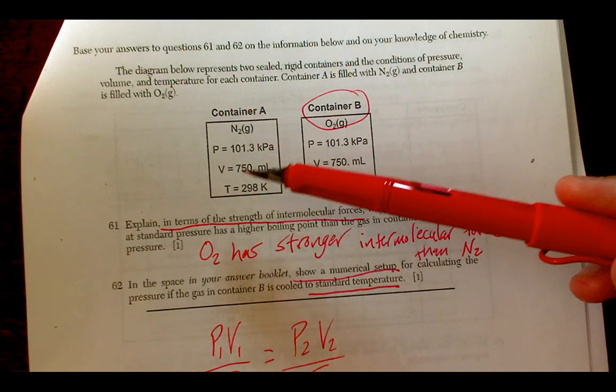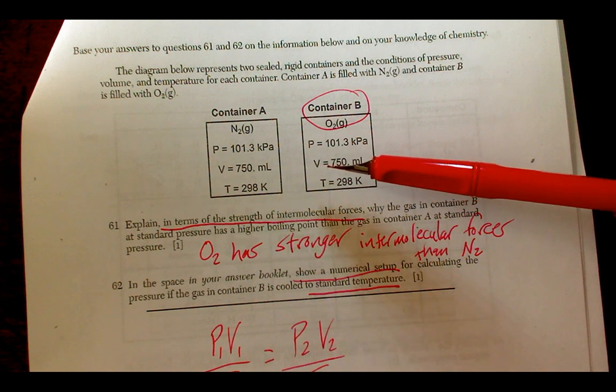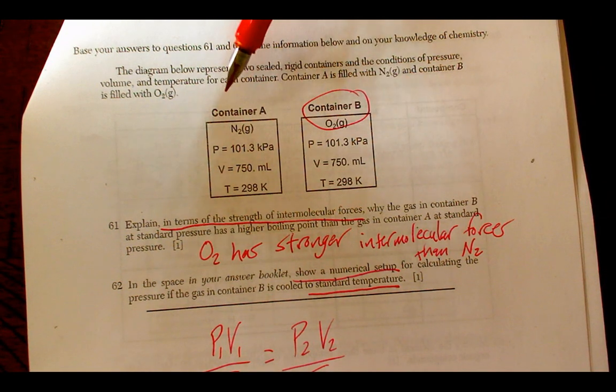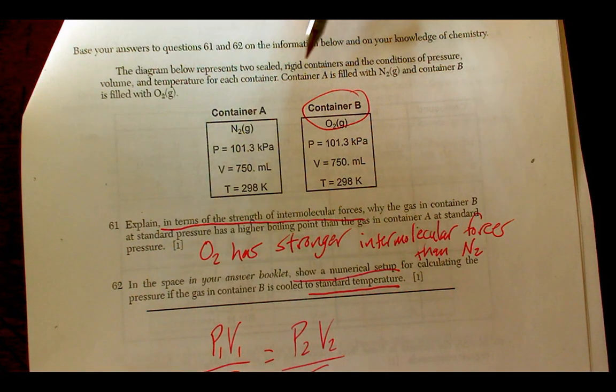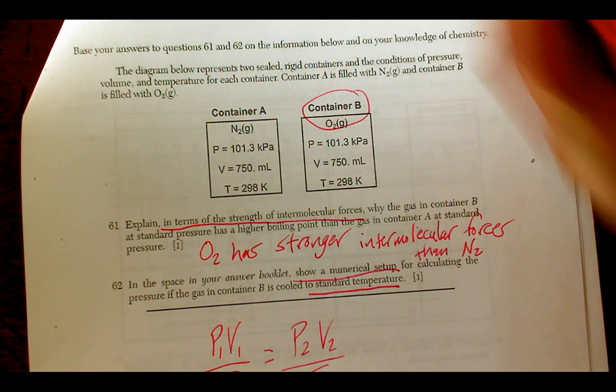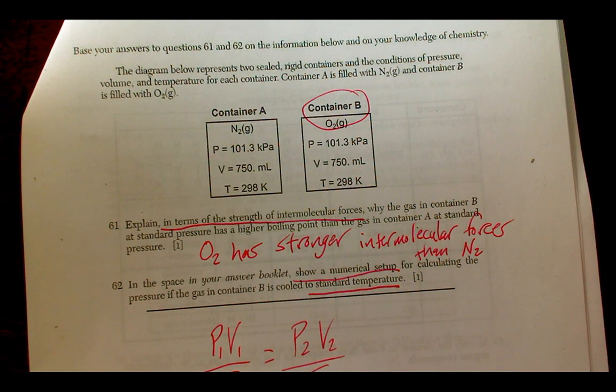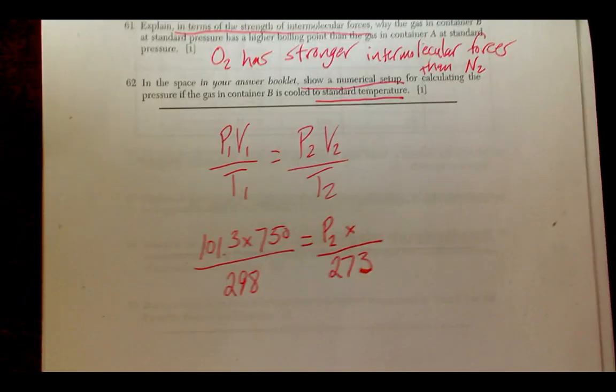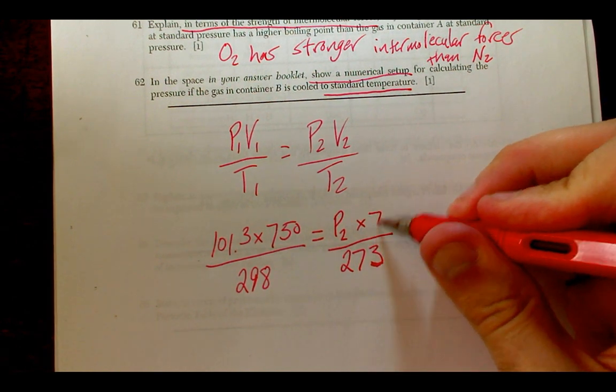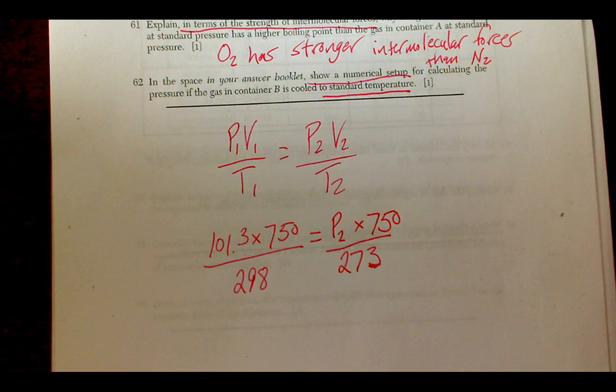I noticed the volume is the same in each question, each container, and that's because right up top it says the diagram represents two sealed rigid containers. These are like solid, probably metal containers. The volume's not changing is what that means. So the volume's going to be the same. So you can just leave the volume exactly the same as 750. That's fine. This is an answer right here. This answer is good. That's going to give you points.